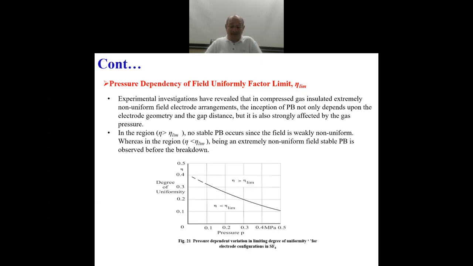So you see a graph here where eta value has been calculated, and eta limit value is also determined, as I said, with the help of simultaneous measurement of partial breakdown and breakdown. In this case, maybe the value of breakdown is not needed. The measurement of PB inception would determine the value of eta under different pressure, for varying pressure. So as you see the graph here, it is the pressure dependency of the field uniformity factor, that is Schweiger factor, eta limit.